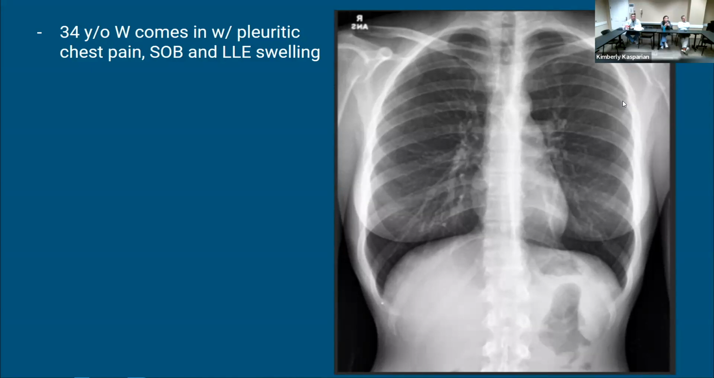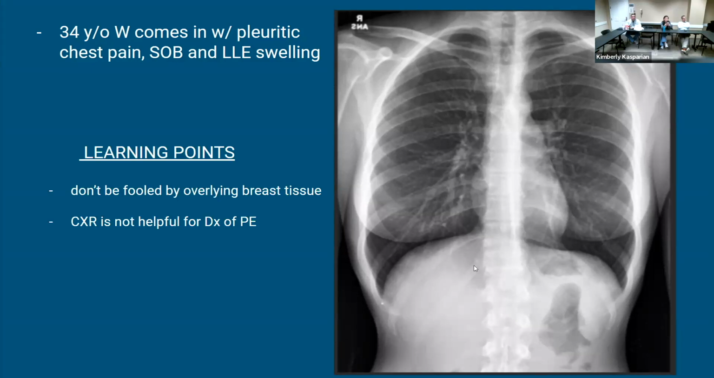So left lower extremity swelling, chest pain, shortness of breath, no acute pulmonary findings. I would think about a vascular problem. Boom. That was perfect. Yep. This is a normal chest X-ray.